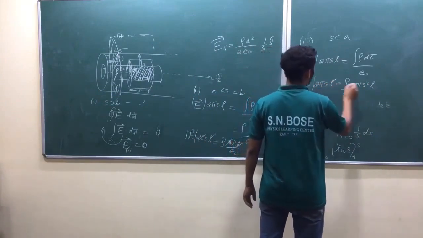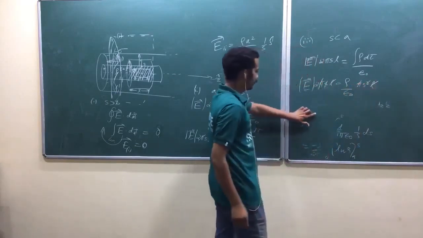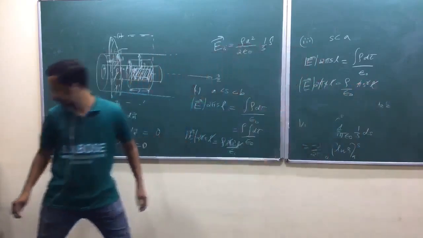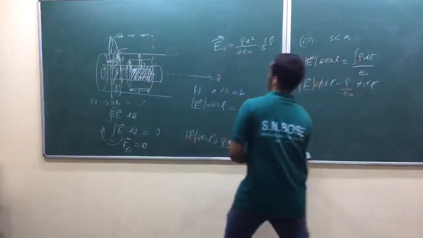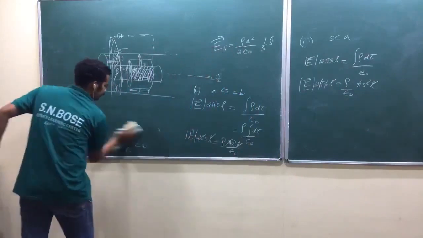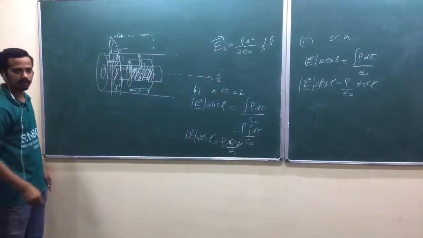2 pi S L, L got cancelled. So pi got cancelled. So S will come to the numerator. Am I right? S will come to the numerator. So, can I write in all three regions? If you have any confusion, write it down and ask me, okay?